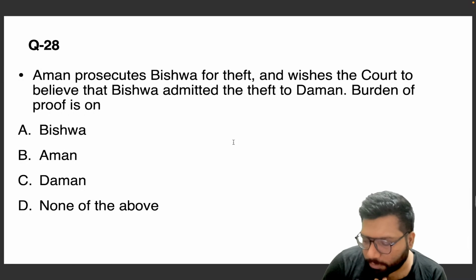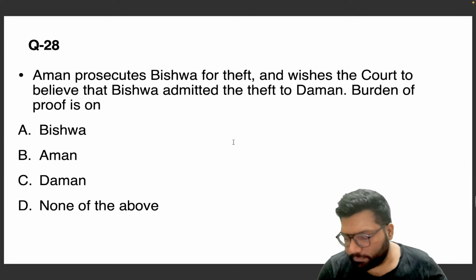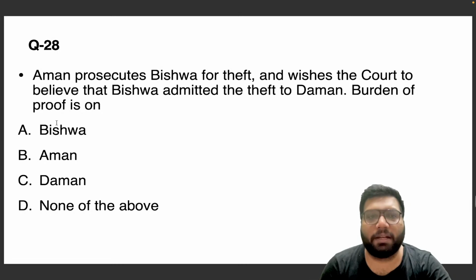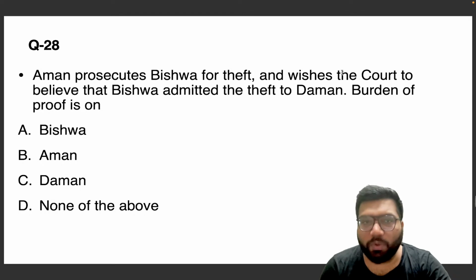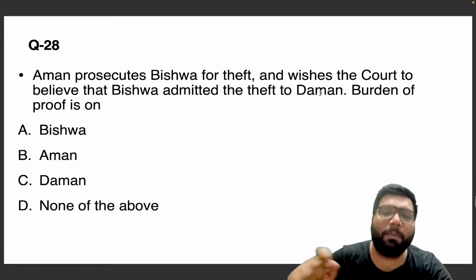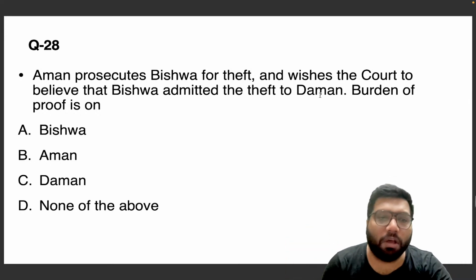Question 28. Top 3 students to answer correctly: Sunita, followed by Mohit and Sara. Yes, B, Aman, is the correct answer. Nawab, please correct yourself. A is not the correct answer. Aman is the one who prosecutes Biswa for theft, and Aman is the one who wishes the court to believe that Biswa admitted the theft to Daman. So if Aman wishes that the court must believe a particular fact, then the burden of proof is on Aman only.